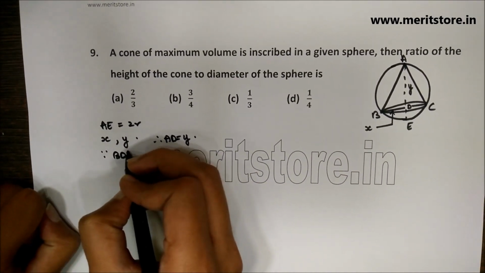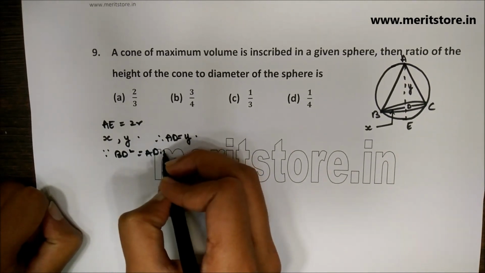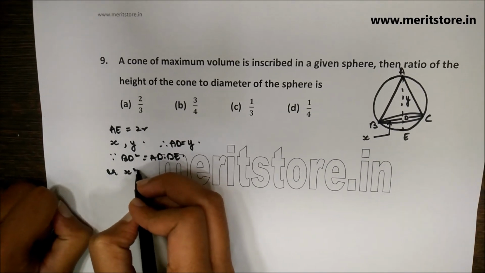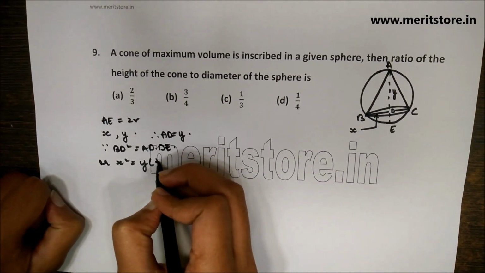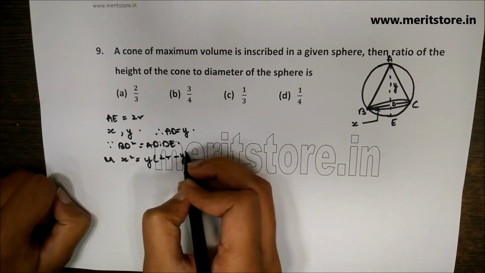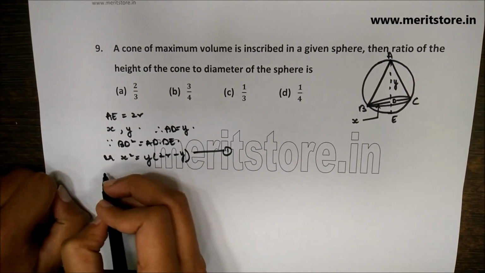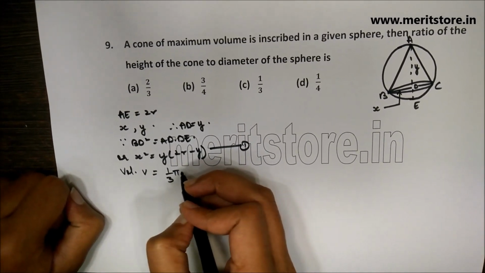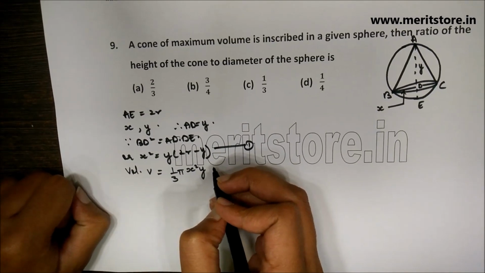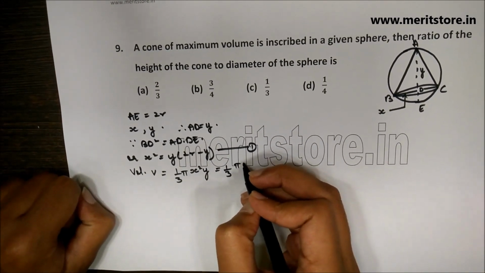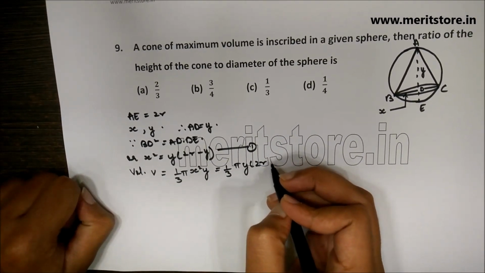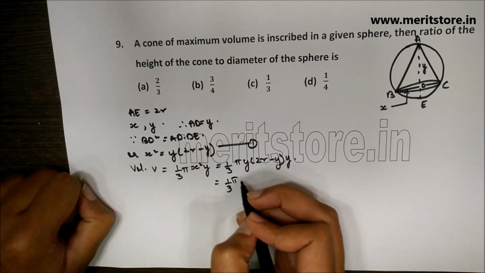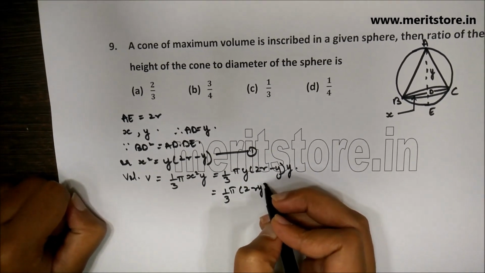Since BD square is equal to AD dot DE, or x square is equal to y into 2r minus y. Let this be equation 1. Volume of cone V is equal to 1 by 3 pi x square y, which is equal to 1 by 3 pi y into (2r minus y) into y, which is equal to 1 by 3 pi (2r y square minus y cube).